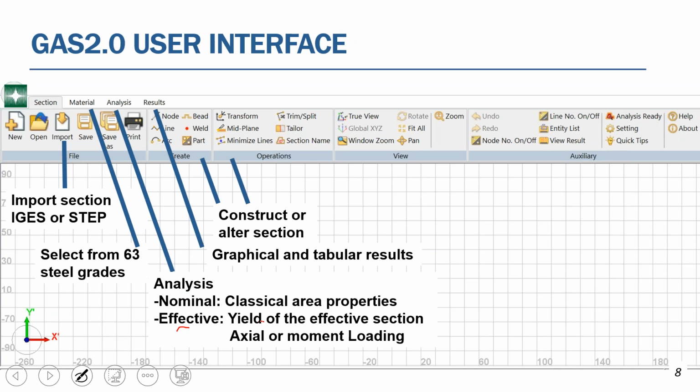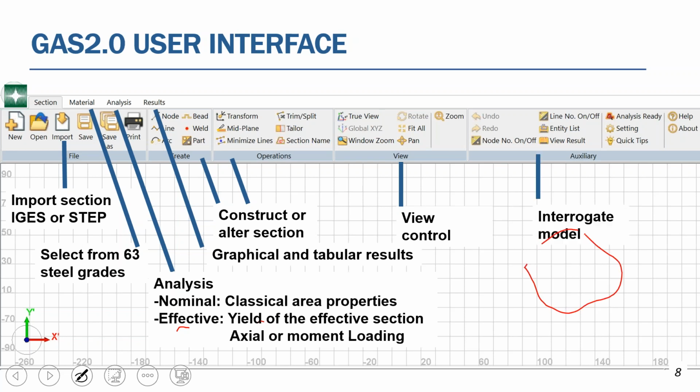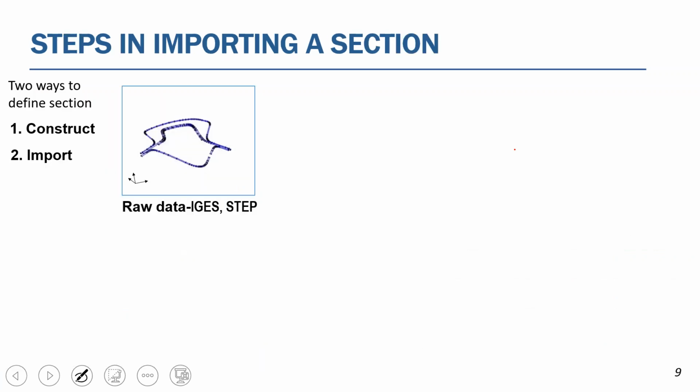We have the ability to construct a section from scratch, or to alter an imported section, or modify a section to improve its performance. We can control the view window that's in this grid area. We have ways of interrogating the model. So if we have some problem with the modeling, we can show line numbers and node numbers and things like that that will help us diagnose and correct a model. So this is the interface.